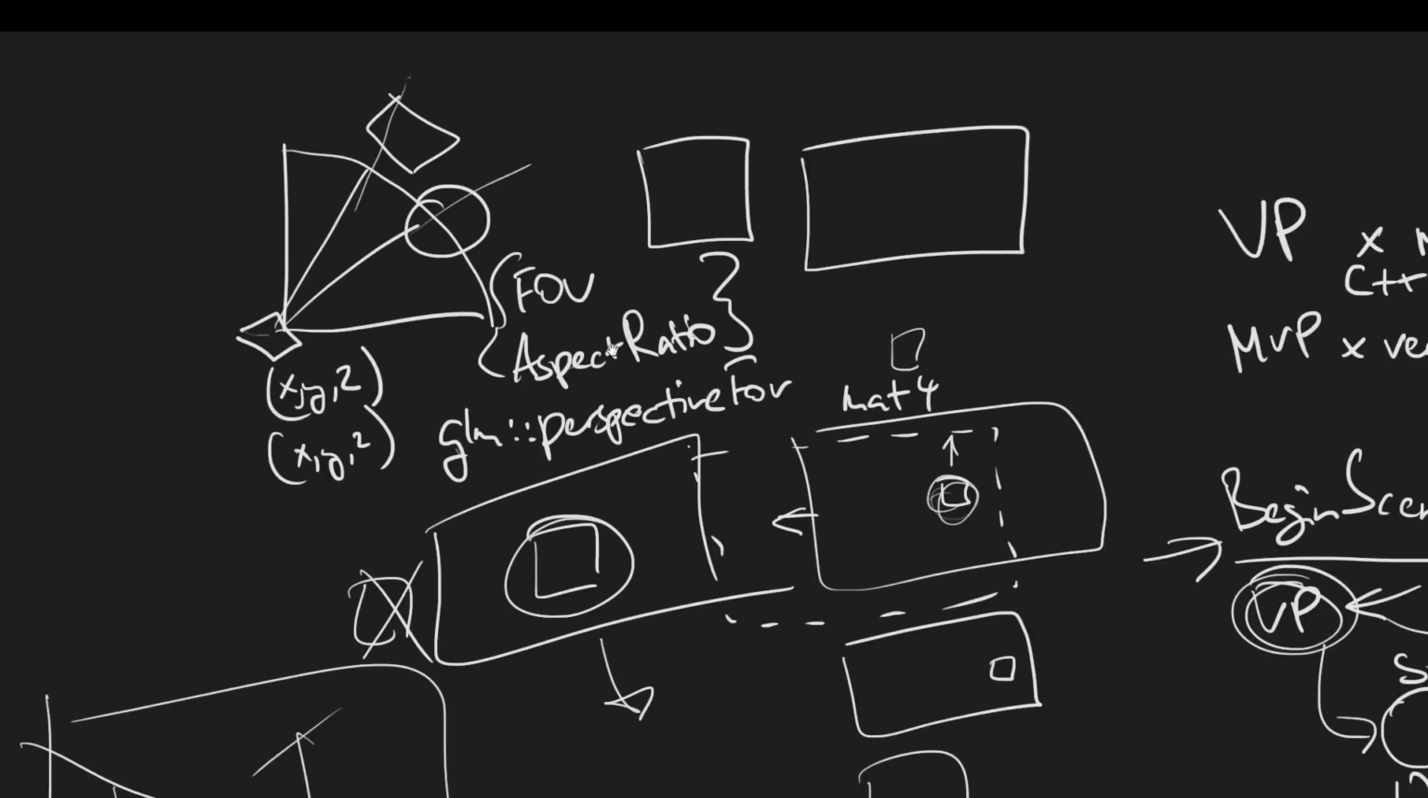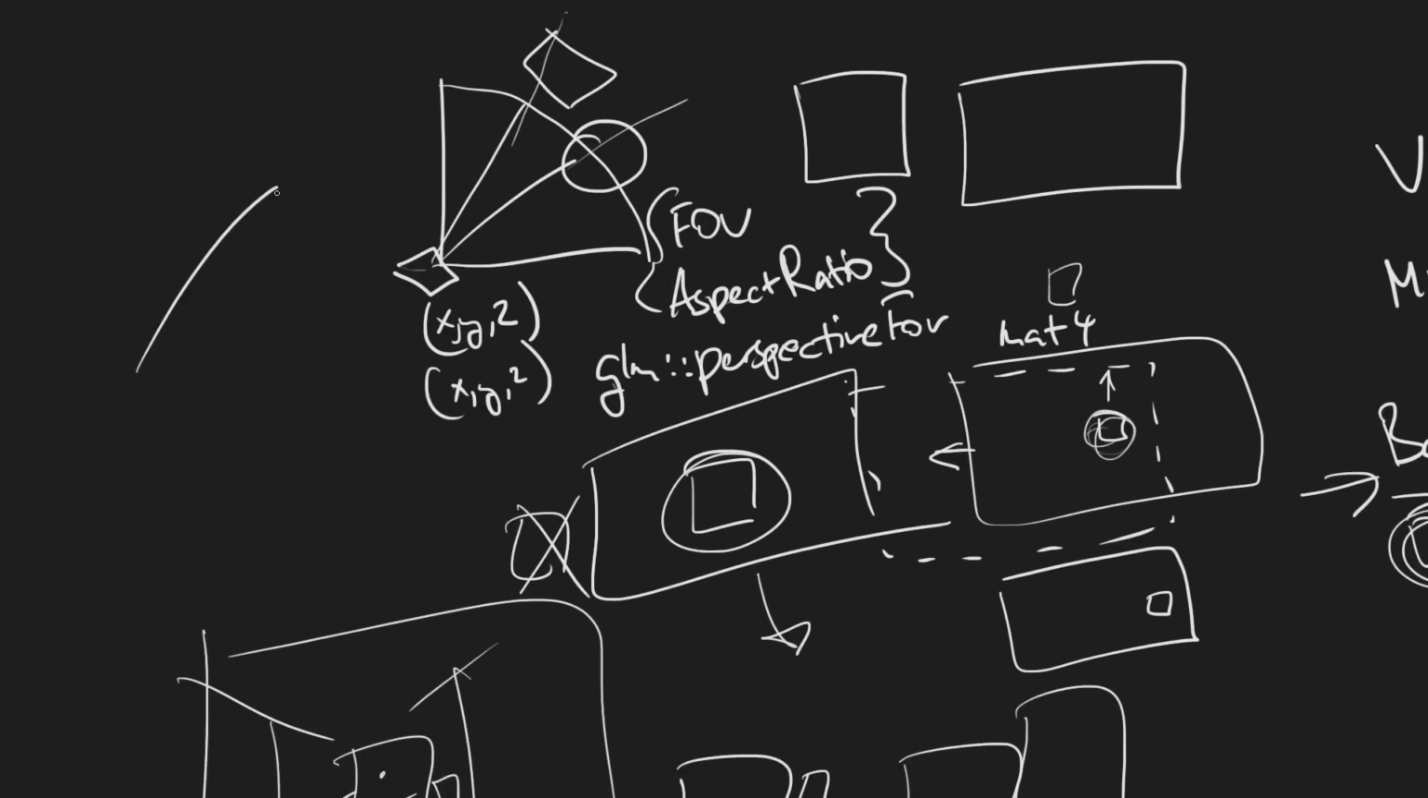Because as I said, this creates a frustum, like a view frustum, which is kind of our camera, and then we need to define this far plane, which is this, right? And then we also need to define this near plane. So that's also what we need to do for an actual projection matrix.